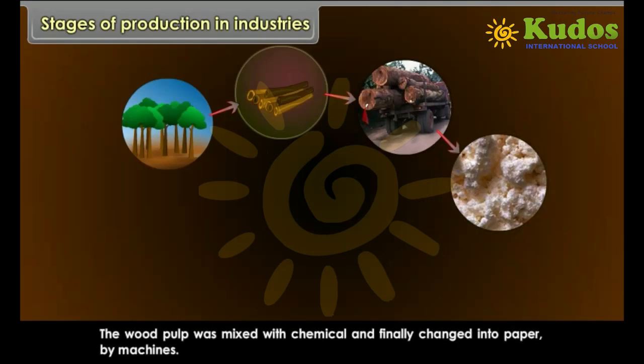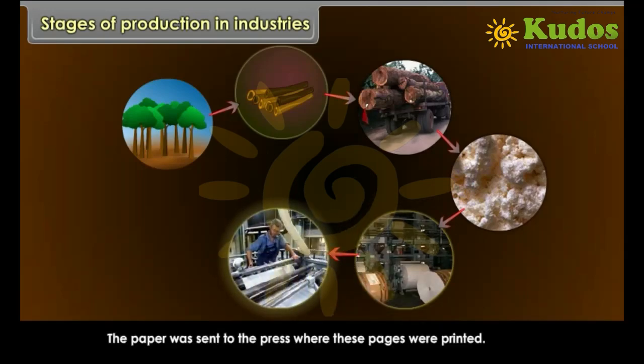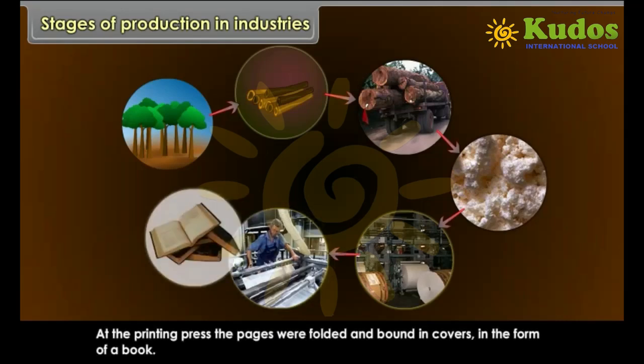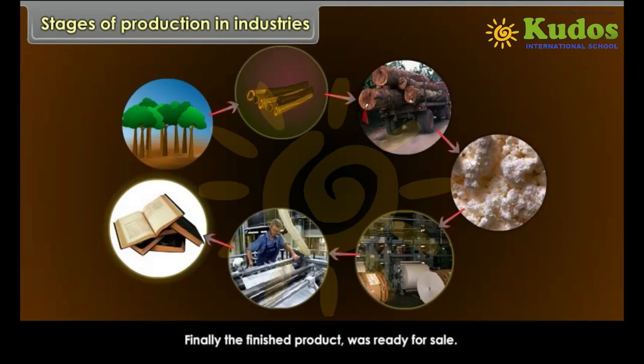The wood pulp was mixed with chemicals and finally changed into paper by machines. The paper was sent to the press where the pages were printed. At the printing press, the pages were folded and bound in covers in the form of a book. Finally, the finished product was ready for sale.